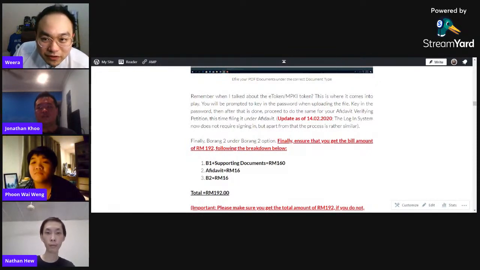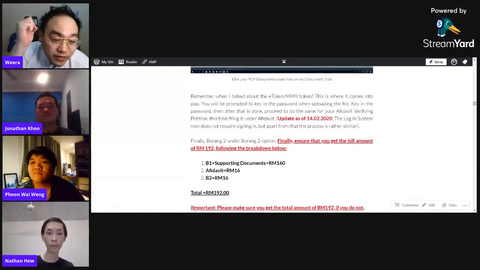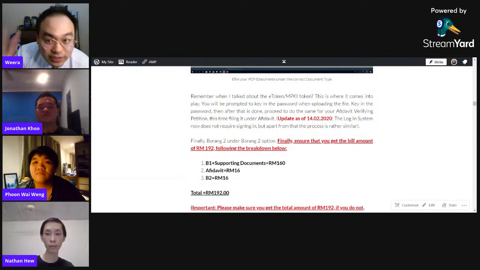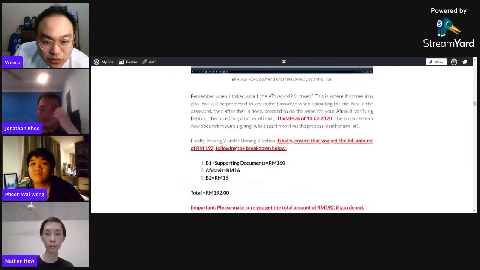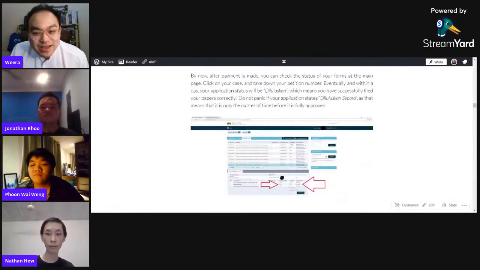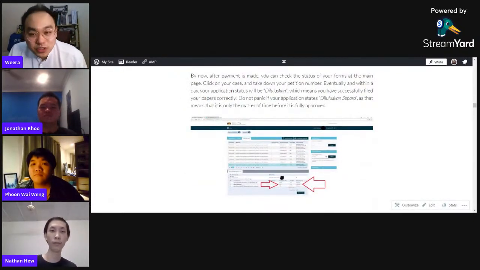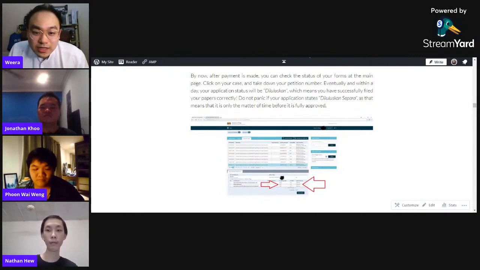Of course, when you have gotten your case number as I showed just now, remember to fill it in your Borang I and Borang II entitlement. After you have e-filed the Borang I and II, wait until it is approved, diluluskan. As you can see here just now, there's a part which says diluluskan. After it is diluluskan, then you can proceed to serve the documents.